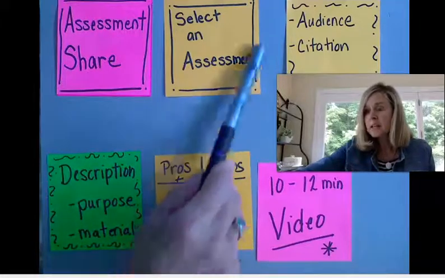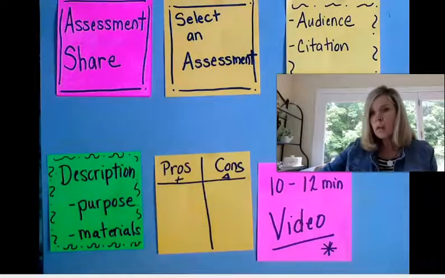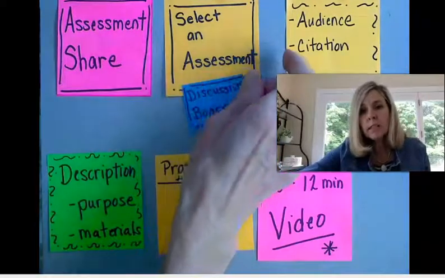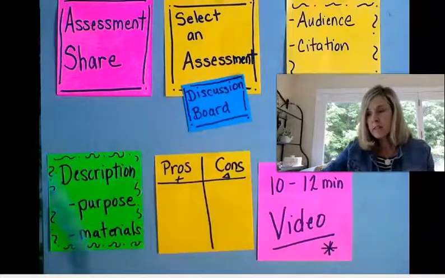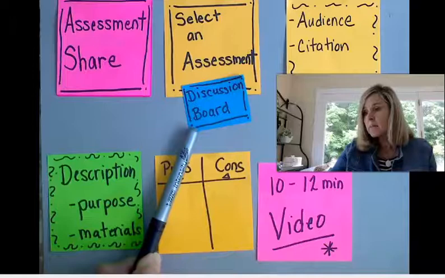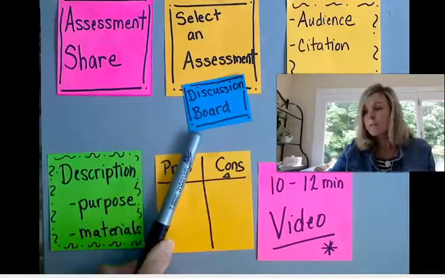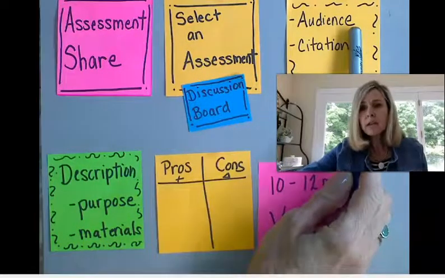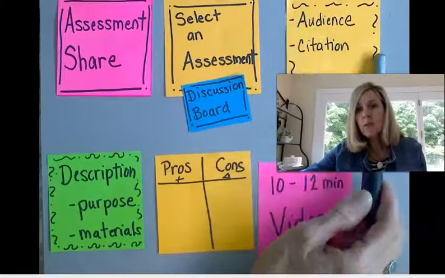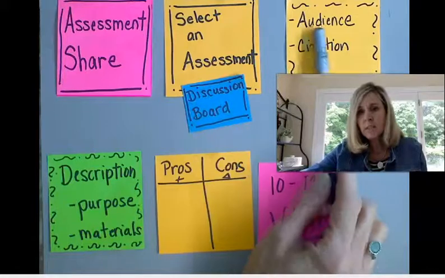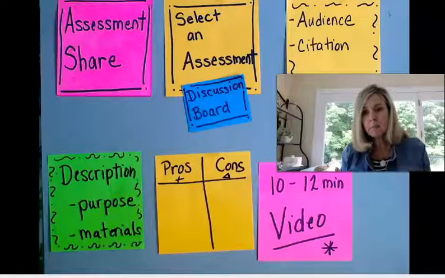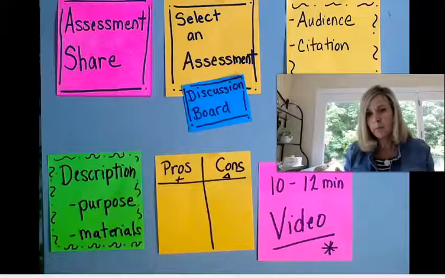So you want to select your assessment, and then you want to post it on the discussion board so that everyone in the class knows that that's your assessment, so we don't have duplicates and we have multiple assessments for people to learn about. Describe who the audience is, who you would give this assessment to, and provide some type of citation for the assessment so that in case anyone wants to research it further or find the assessment, you've provided that information for them.